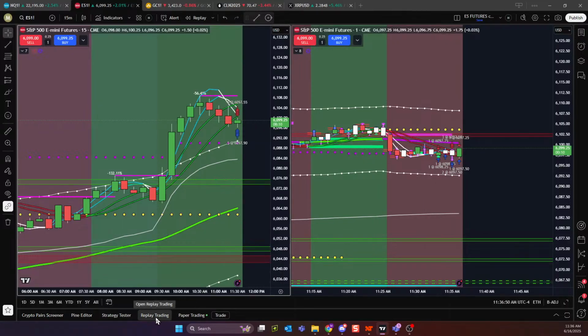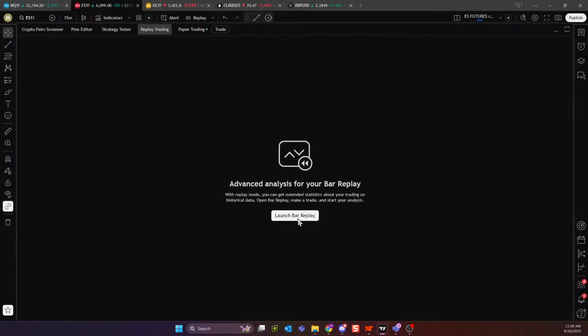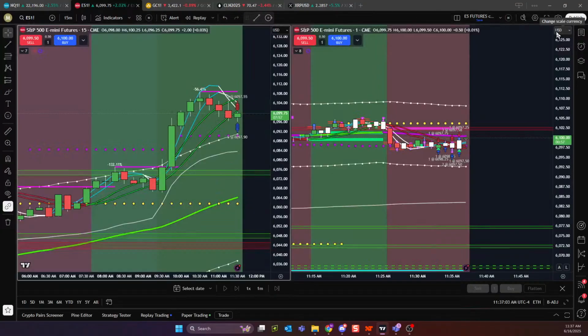When you click replay trading, it's going to ask you to launch bar replay. Once I click this button, it's going to give me a blue dot next to replay trading. And if I collapse the panel, now I'm in, and you can see that I've got stop, fast forward, super fast forward to the real-time chart, how fast I want to go, and what time frame I'm on, the replay interval, and it's on 1 minute.